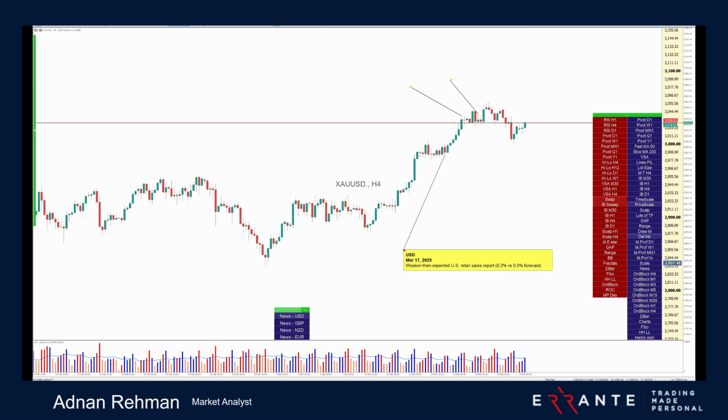So what do we have over here? On the 17th of March, we saw a weaker than expected US retail sales report, which came out at 0.2% versus 0.5%. And what was the effect of this report? We could see this movement towards the upside. The dollar fell and gold went towards the upside.